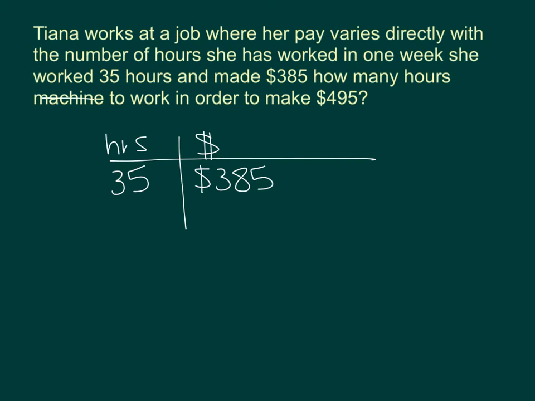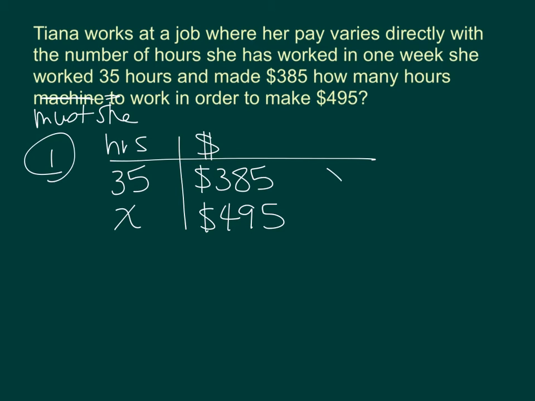And how many hours must she work in order to make $495? So I want to know what this is to make $495. So I could do it two ways. I'm going to do it this way and a proportion way, okay?